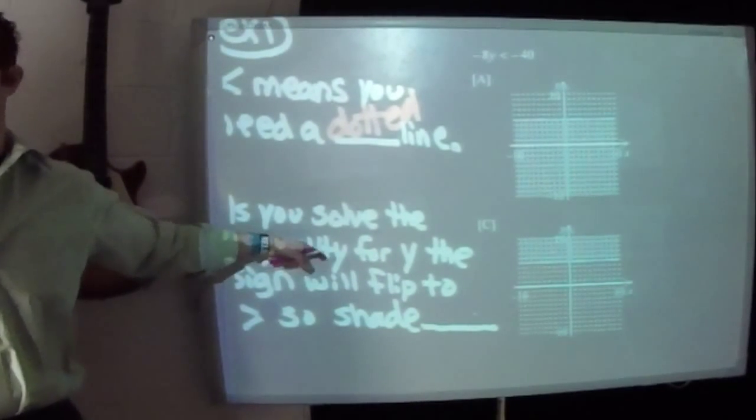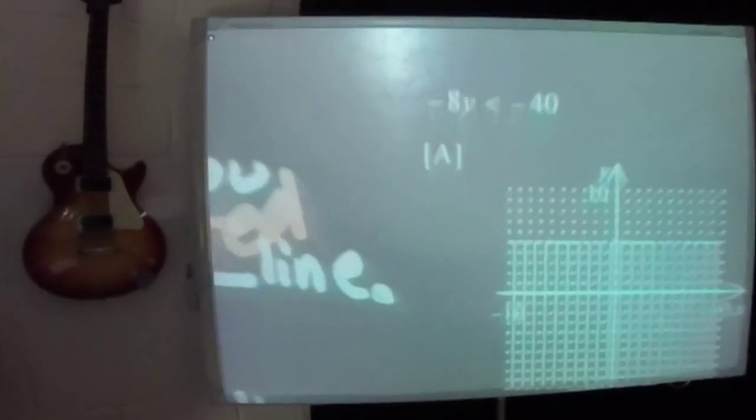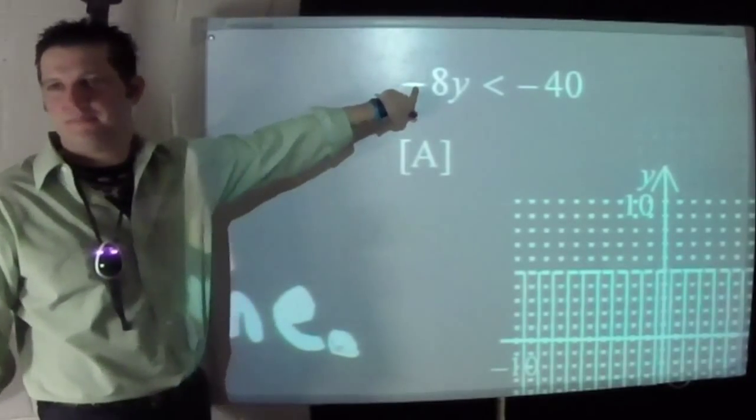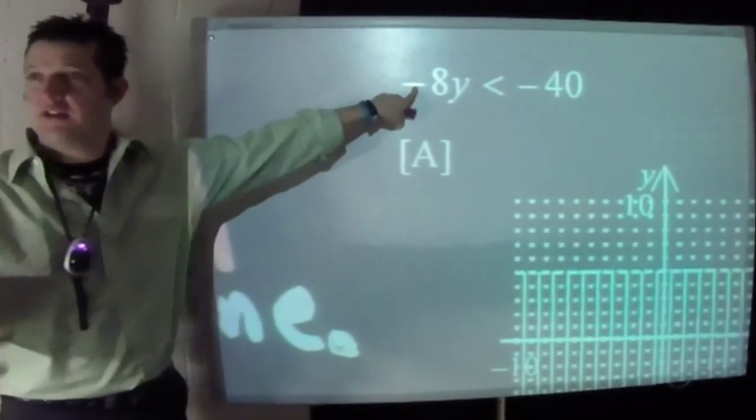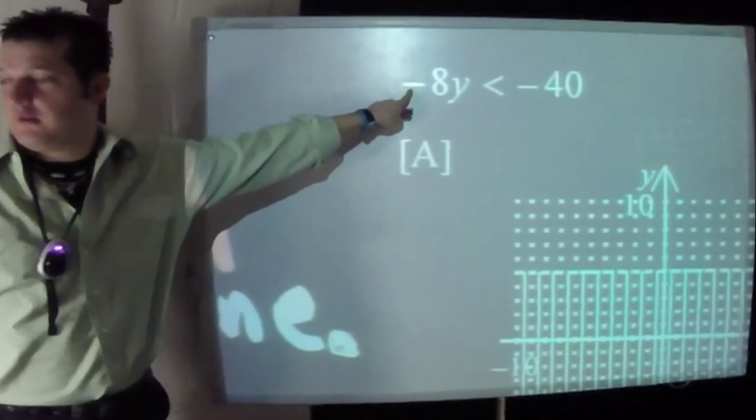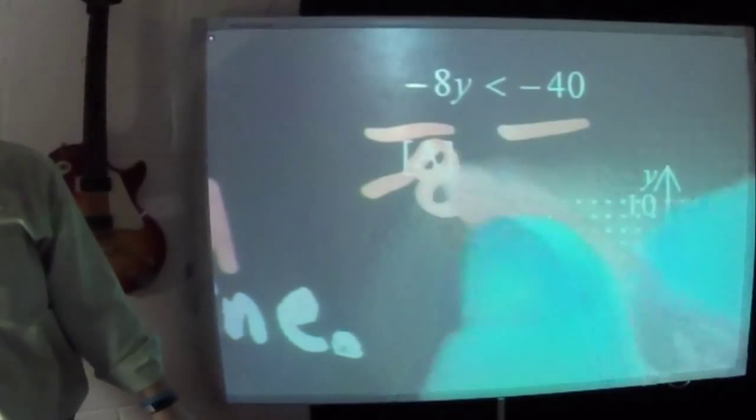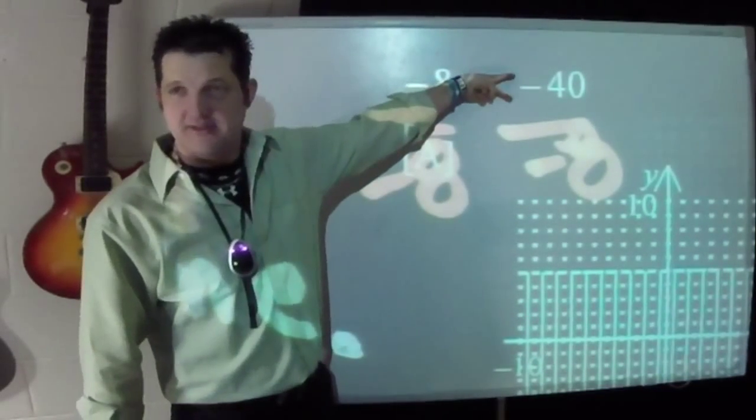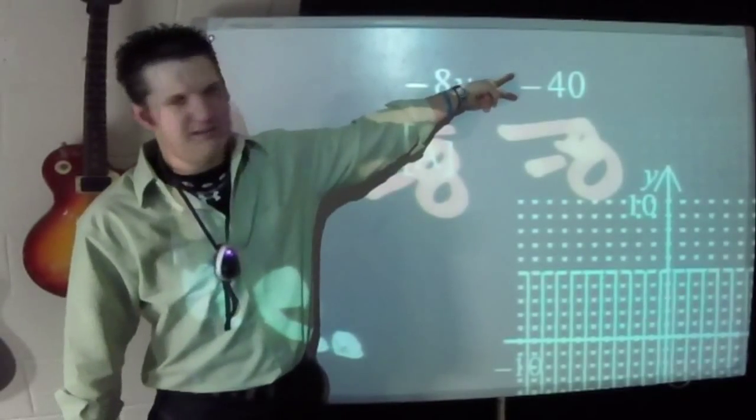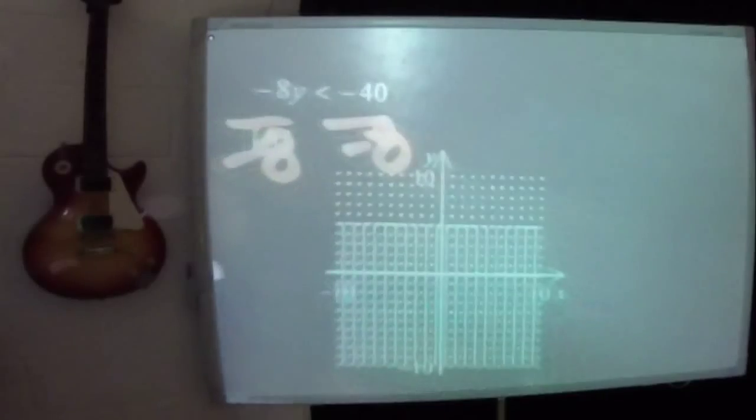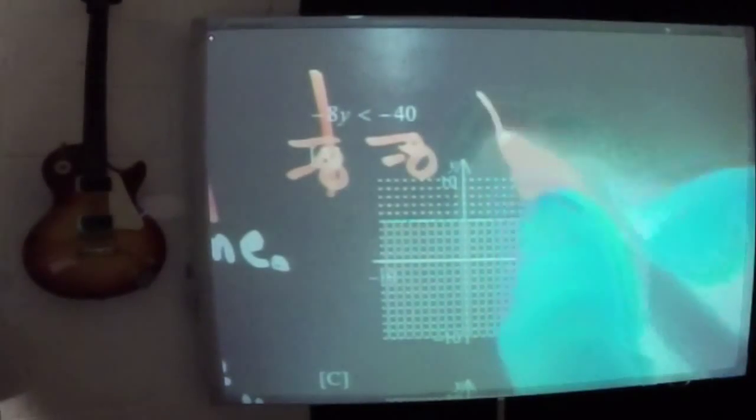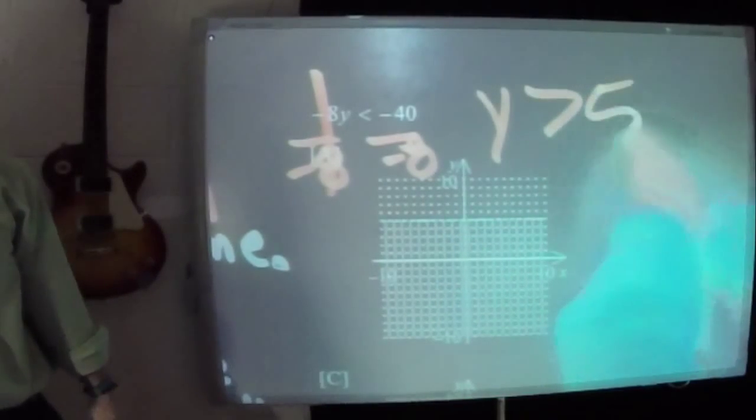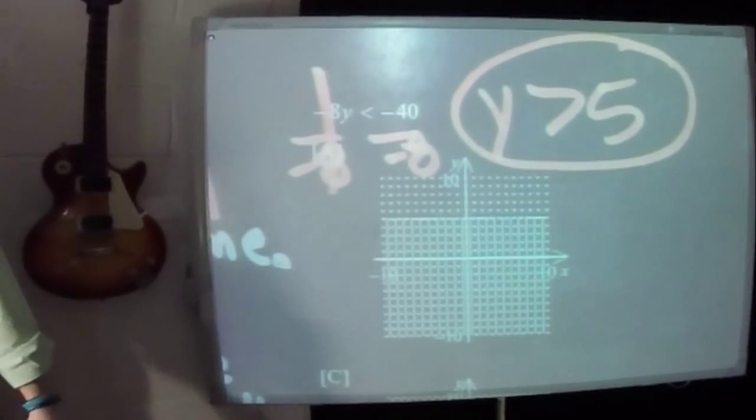All right, so we got to solve this inequality for y. Because it's not solved, we got a coefficient on the y, what am I going to do to get that off? Divide. So I'm going to divide by what? -8. Now, if I divide by -8, that means something about this. What happens with this? It flips. So it was less than, now it's greater. All right, let's find out. Y is now greater than -40 over -8. It's positive what? 5. Here's your inequality. Y is greater than 5.